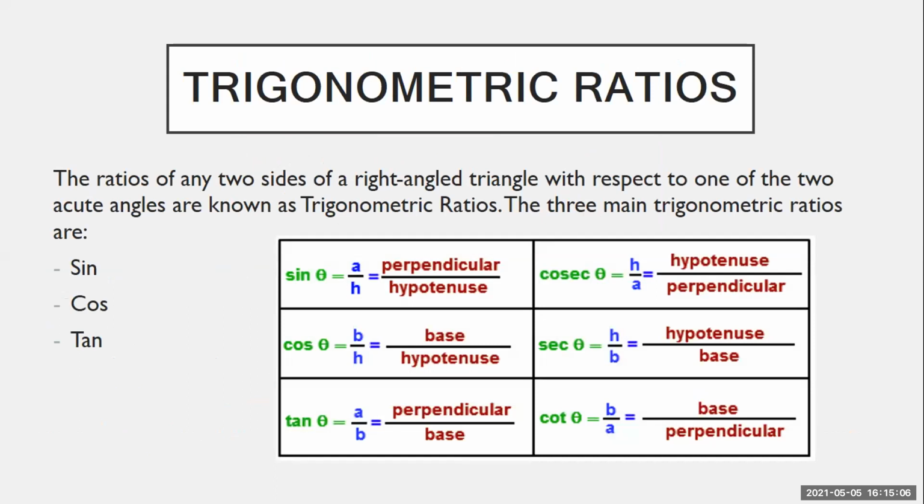Trigonometric ratios. The ratios of any two sides of a right angle triangle with respect to one of the two acute angles are known as the trigonometric ratios. The three main trigonometric ratios are sine, cos, and tan. These are the formulas of the two trigonometric ratios.